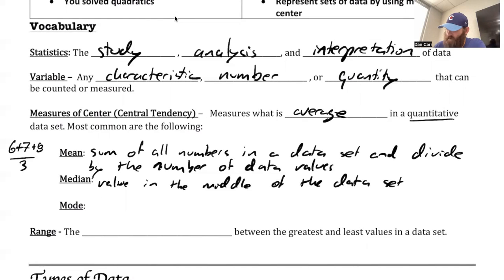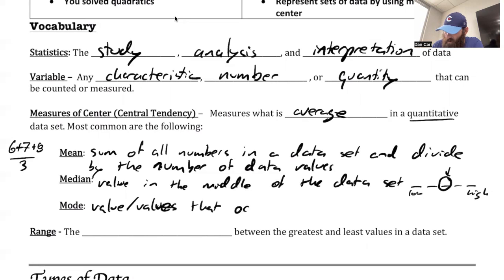So what that means is, let's say we have 1, 2, 3, 4, 5 data points. The exact middle is this one right here. So whatever the numbers are, if I'm going from lowest to highest, so this is the low number, this is the high number, this is the number that's in the middle, that is the median. Mode is the value or values that occur most often.